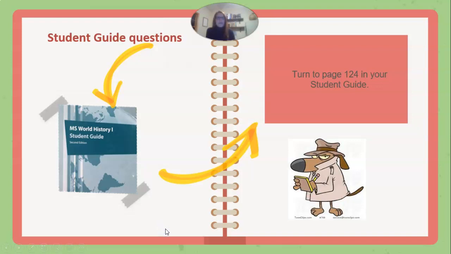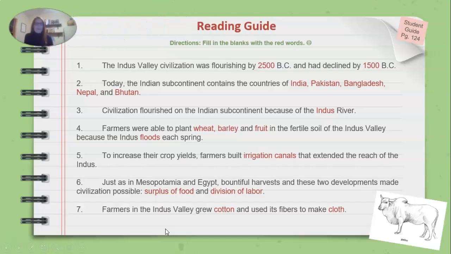So go ahead and open your student guide to page 124, and you'll see there are some questions on the reading guide. You can go ahead and fill in the answers as I read this to you. The Indus Valley civilization was flourishing by 2500 BC and had declined by 1500 BC. Today, the Indian subcontinent contains the countries of India, Pakistan, Bangladesh, Nepal, and Bhutan.